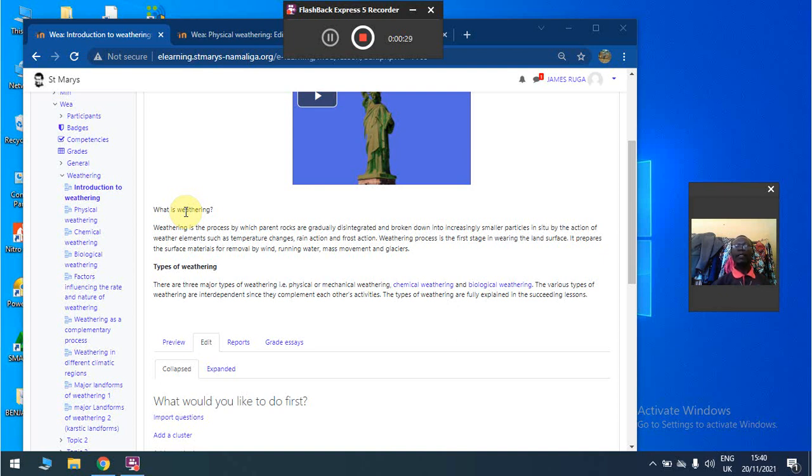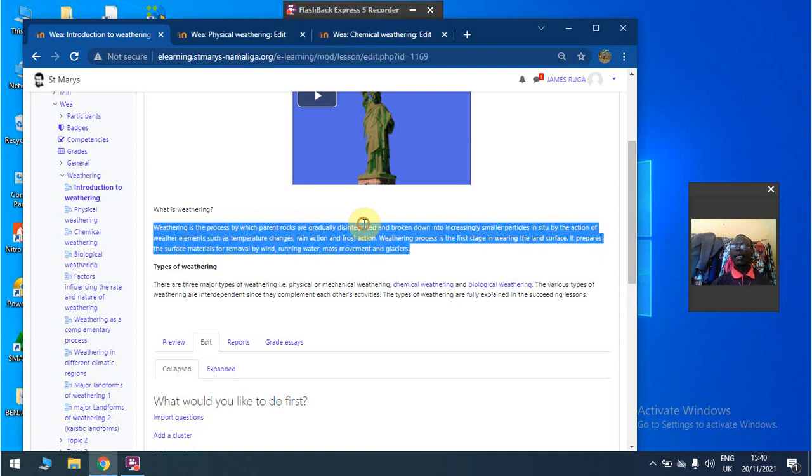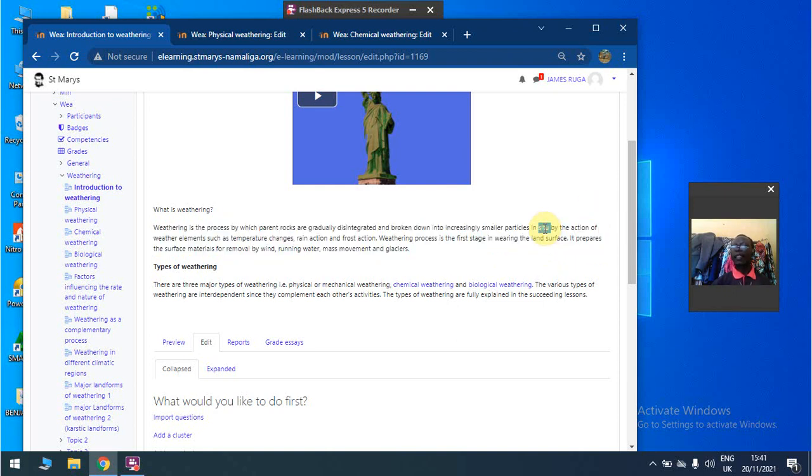and weather is the behavioral pattern of the atmosphere, or the state of the atmosphere, which is made up of elements of rainfall, temperature, frost, and air. So, in this case, we can define weathering as the gradual disintegration or breakdown of parent rocks into increasingly small particles in situ by the action of weather elements.